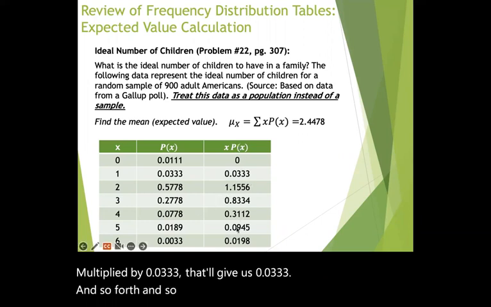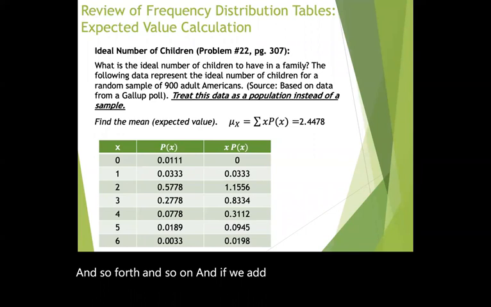And if we add the entire right column, we get 2.4478, which should look very familiar because that is exactly what we calculated when we got the mean for the frequency table before. So they are very related.